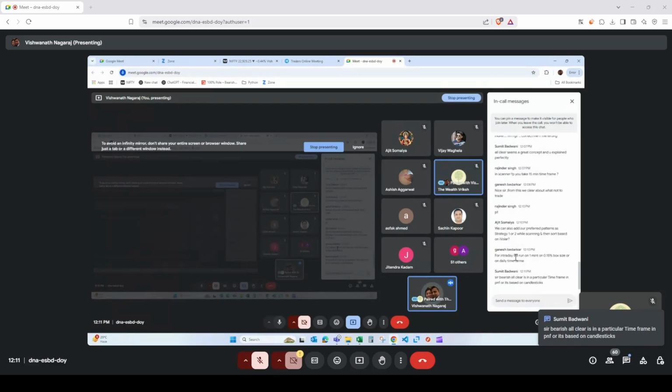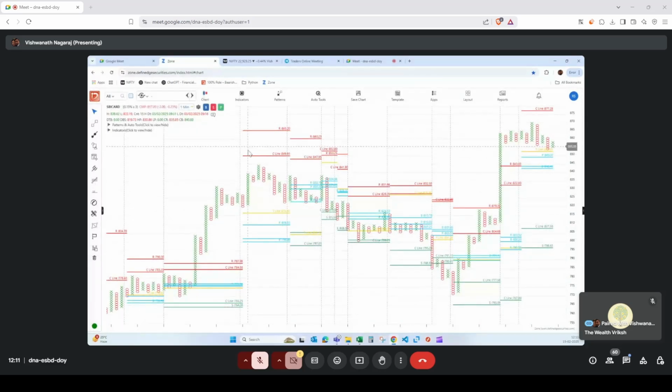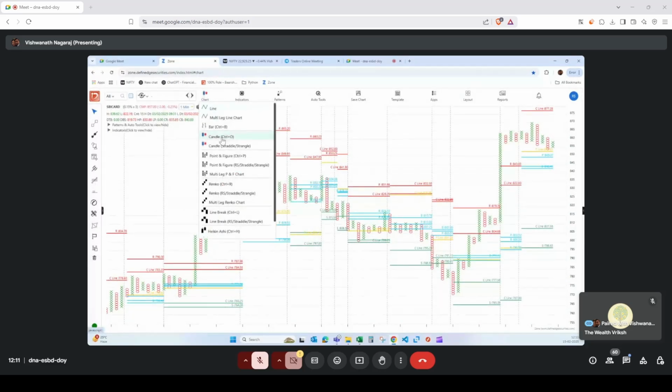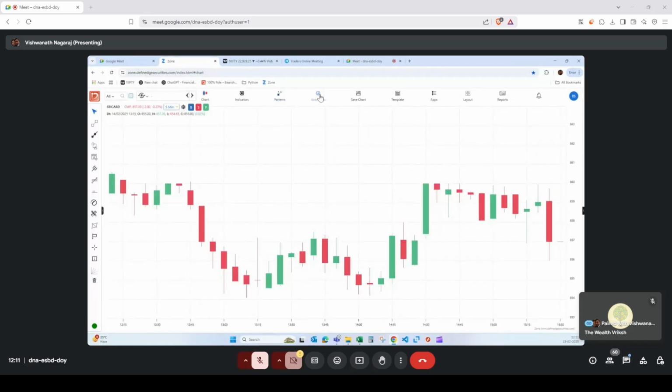Sir, is bearish all clear in a particular time frame in PNF, or is it based on candlesticks? You can do it on candlesticks as well. You can do it on point and figure as well. Let me show you that. It's a good question. A lot of people are doing candlesticks. You come to 5 minutes and you add D-Pivot.